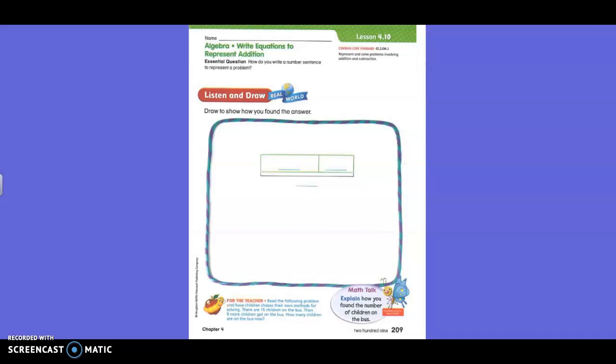There are 15 children on the bus. Then 9 more children get on the bus. How many children are on the bus now? Okay, so if we're going to figure out this bar model like we did yesterday, I'll repeat the story and I want you to put the right numbers in the right places. Are you ready? There are 15 children on the bus. Then 9 more children got on the bus.